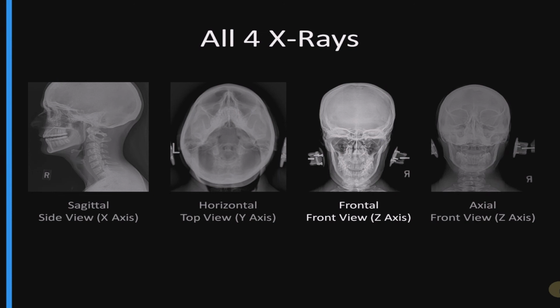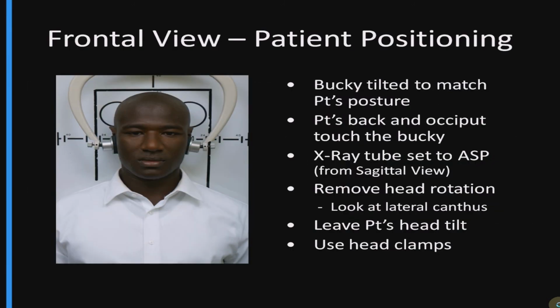And the last X-ray we take is called the frontal film. It's taken from the front down the z-axis also. The first thing we do is set the X-ray tube to match the atlas sagittal plane line obtained from the sagittal view. We then will tilt the bucky to match the patient's posture, and then we'll back the patient up until their back and occiput are touching the bucky.